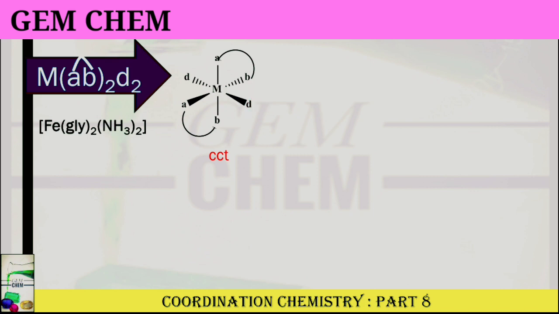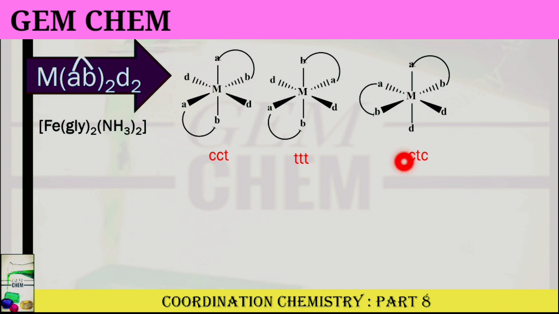Next one we are going to keep all these trans to each other. So A will come here and B will come here. As a result we get trans, trans, trans. Next case we are going to keep our A and D cis to each other, whereas our B will be trans to each other. So this is the one.